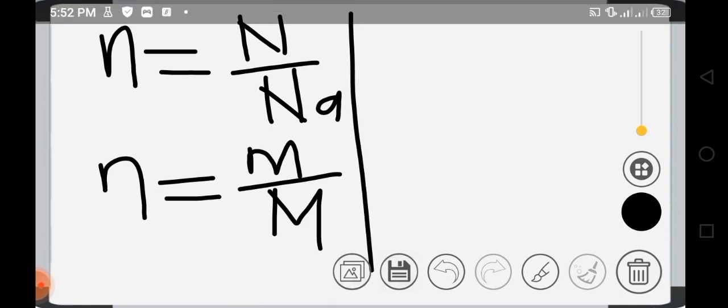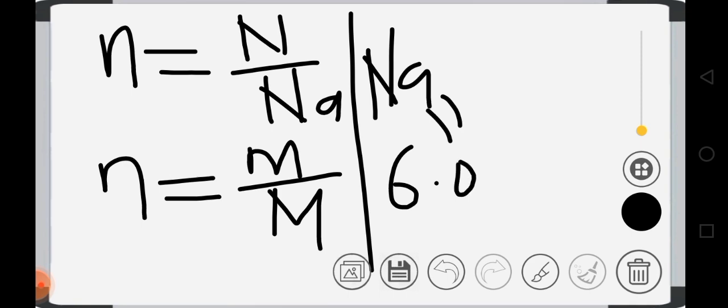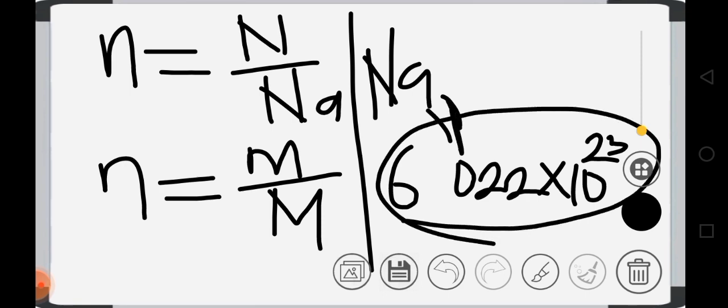Very, very important. Also take note that Na, which is Avogadro's number, is a constant number, which is approximately 6.022 times 10 raised to the power 23. Also take note of that. It's very, very important. So this is a constant number that is equal to this. It's called Avogadro's constant. That is Avogadro's number, which is Na.